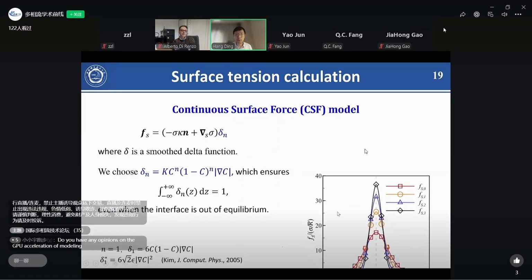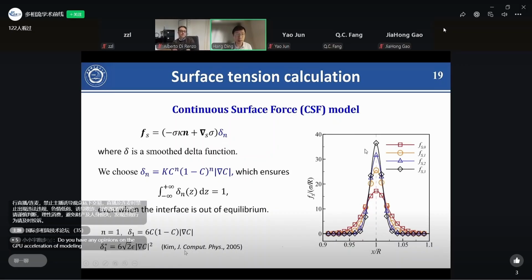This is quite important here, because, for example, in some cases, if you use the delta 1 star here, when the interface is out of equilibrium, then you cannot have this function property here. That means the integration of this function cannot equal 1. That means your calculation of surface tension is not accurate here. So the N depends on the number N. Actually, the concentration of the surface tension varies. The larger the number N, the more concentrated the surface tension calculation, as we show here.